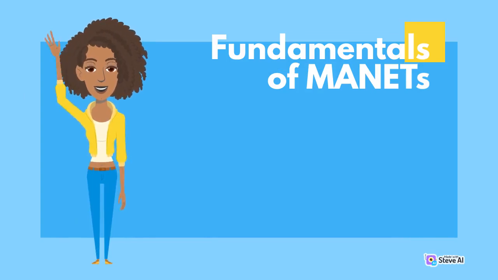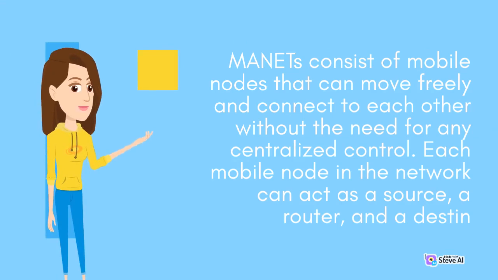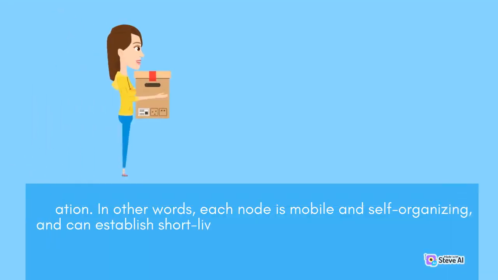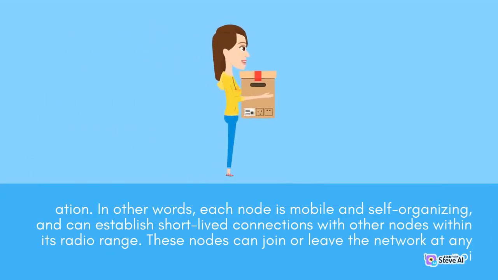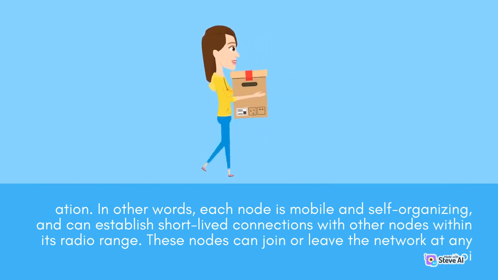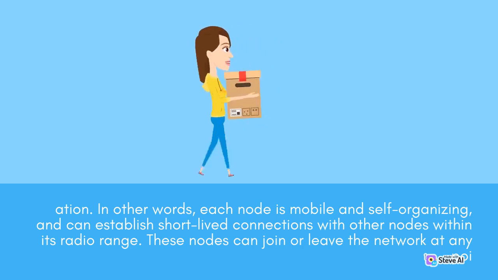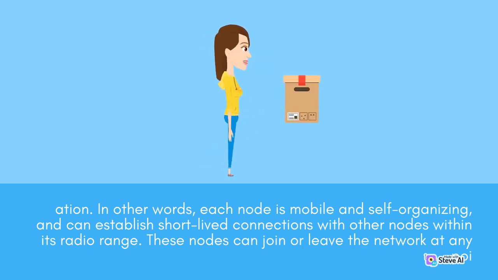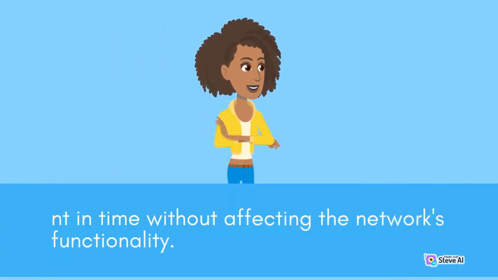Fundamentals of MANETs. MANETs consist of mobile nodes that can move freely and connect to each other without the need for any centralized control. Each mobile node in the network can act as a source, a router, and a destination. In other words, each node is mobile and self-organizing, and can establish short-lived connections with other nodes within its radio range. These nodes can join or leave the network at any point in time without affecting the network's functionality.